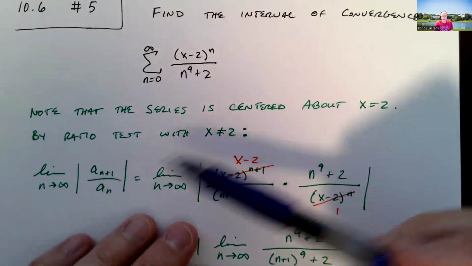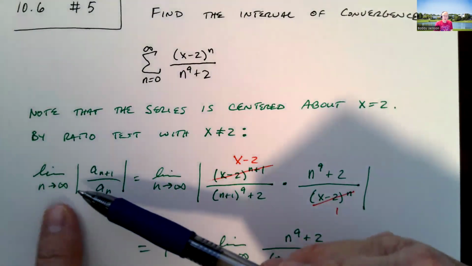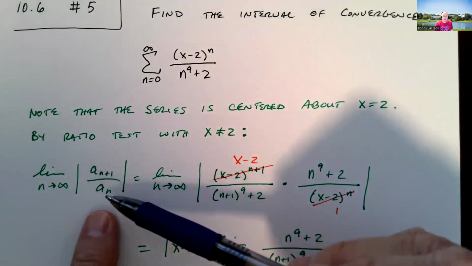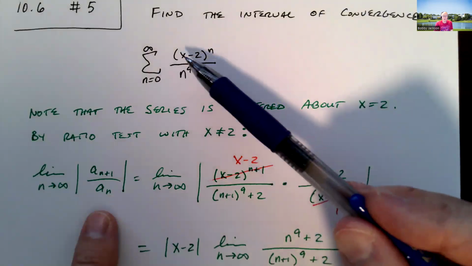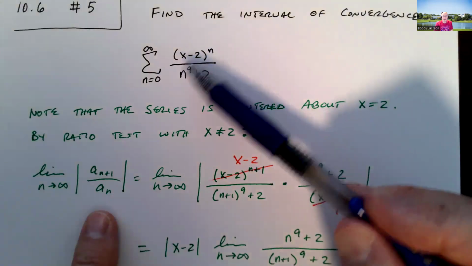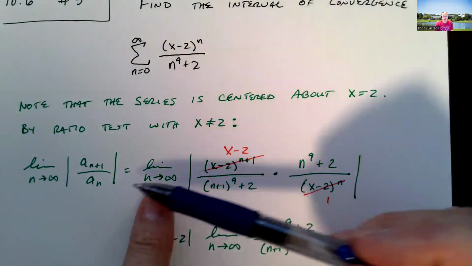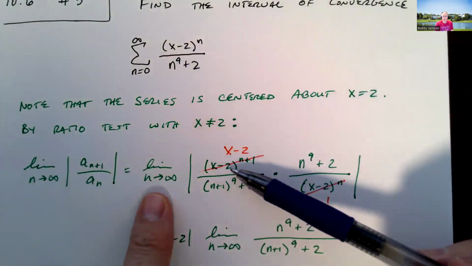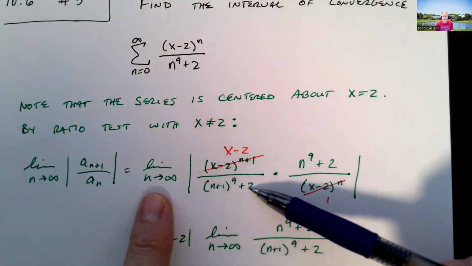What can we do? Well, let's take a look at the ratio test. Remember, we take a look at the limit as n goes to infinity of this ratio. Take the absolute value of those terms. Of course, depending on x, these terms could be positive or negative, so we want to be careful about that. For a sub n plus 1, just replace n with n plus 1. I'll get x minus 2 to the n plus 1 over n plus 1 to the ninth plus 2.